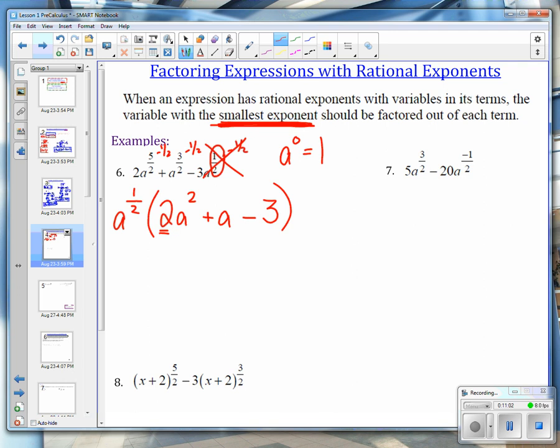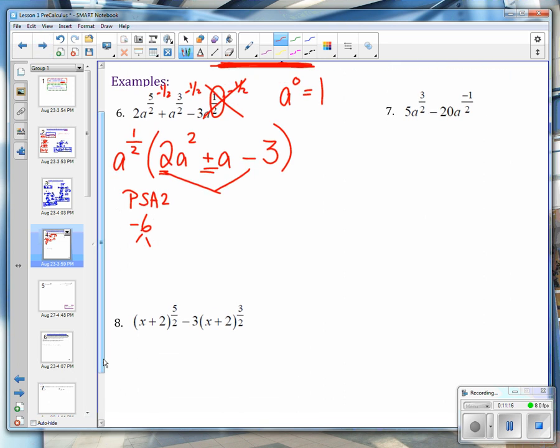So remember how to factor this, just as a little review. So PSA2, I take my 2 times my negative 3, which is negative 6, and I'm looking for the factors of negative 6 that add to that middle number, which is 1. So I have my positive 3 and negative 2, and that's going to give me the answer of 1. Now with PSA2, it's kind of a pain. We have to rewrite our equation. So I've got my 2a squared, I've got plus 3a minus 2a minus 3.